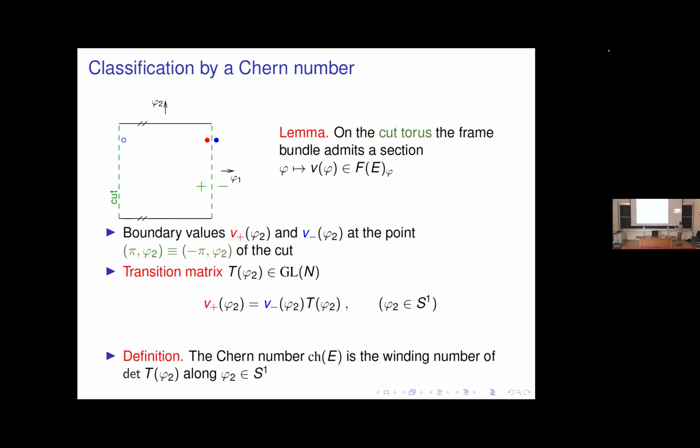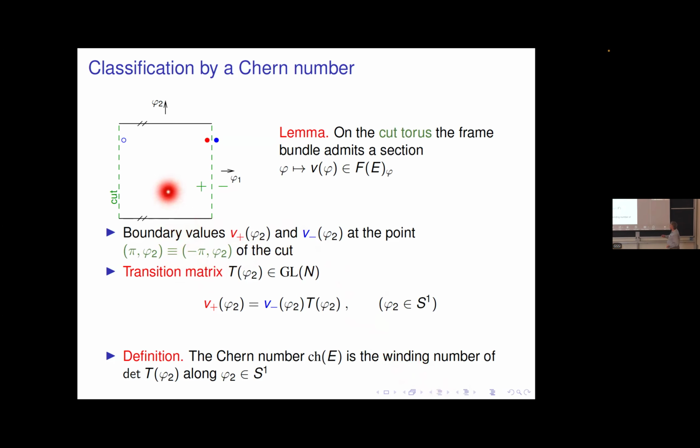So let me start with a recap of what we did yesterday or close to that. We discussed how the Chern number comes about for complex vector bundles on the two-torus, and we quickly recall the answer because we will use something similar today.